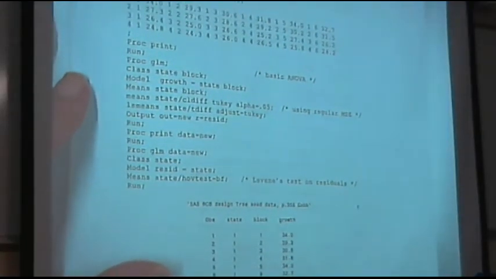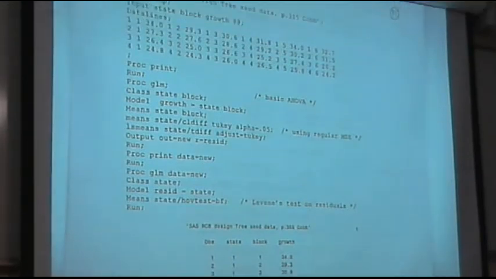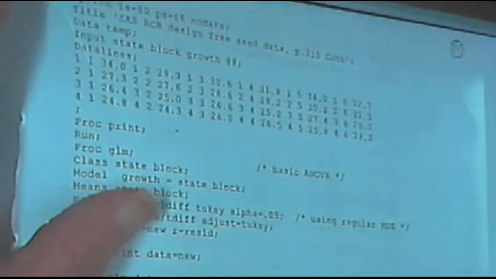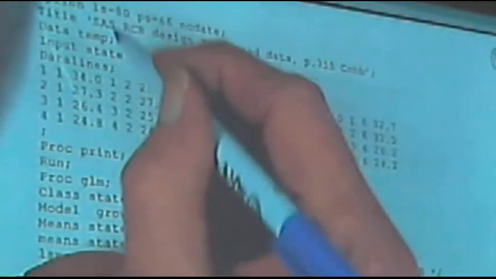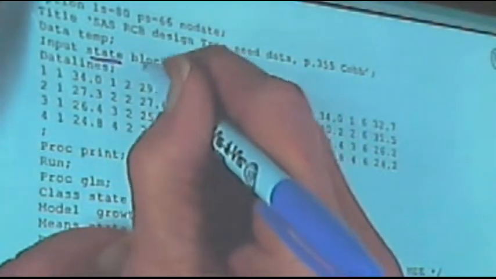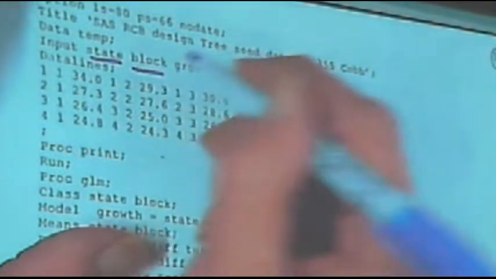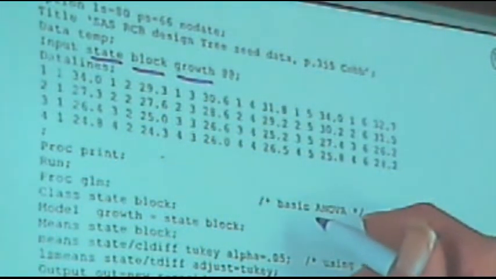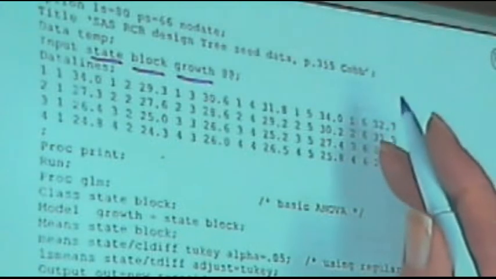This is some old data again, the tree seeds, where the variables were state of origin, block, and then the response was the growth of the tree. So this is a two-factor set of data.